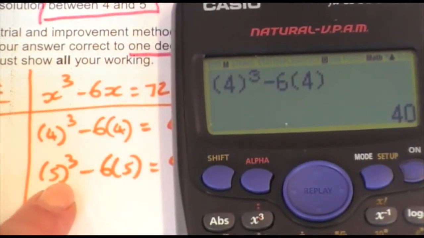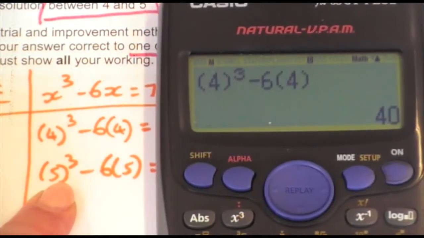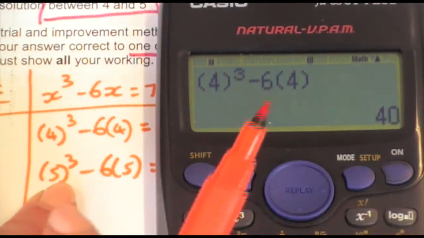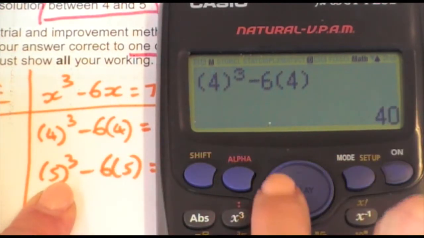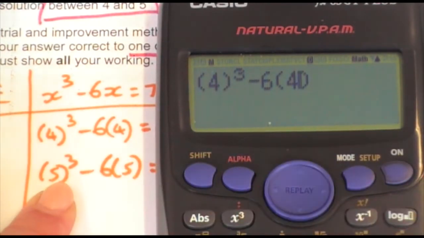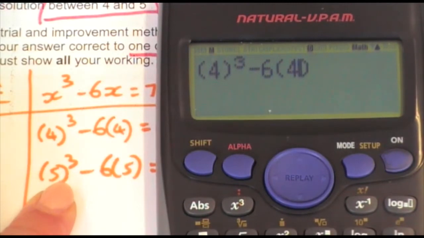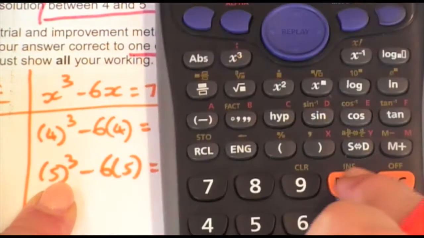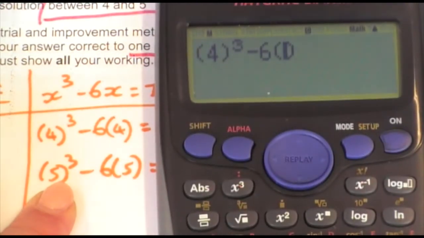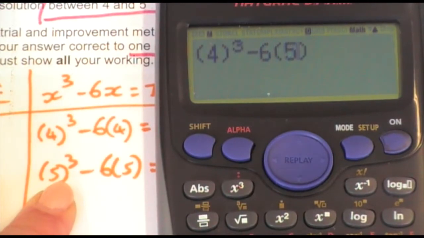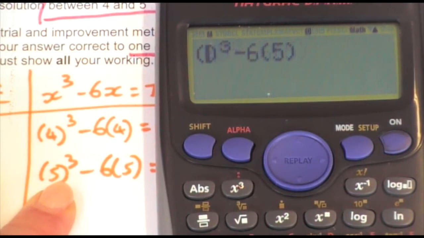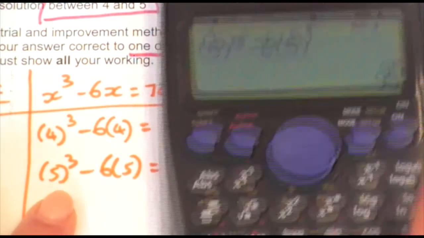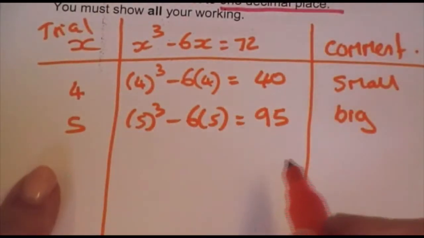Now, I'm not going to retype it to put the 5 in. Instead, I'm going to just record the fact that when x was 4 it equaled 40. I'm going to use the back button and go back into wherever I had the 4 in my bracket. I'll then press delete because that gets rid of the 4, and I'm going to put a 5 there instead. Back into the bracket, delete, put 5 there, press equals. That's 95. So I've done those two.